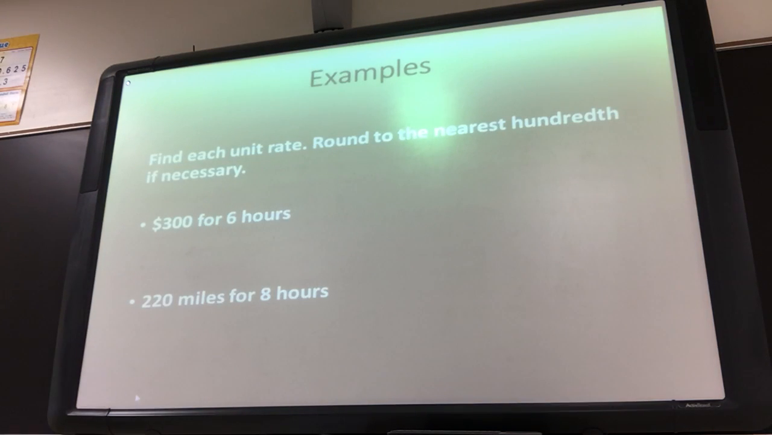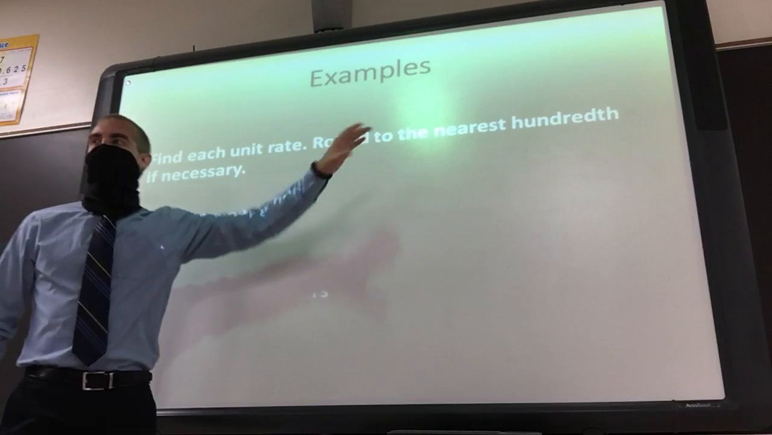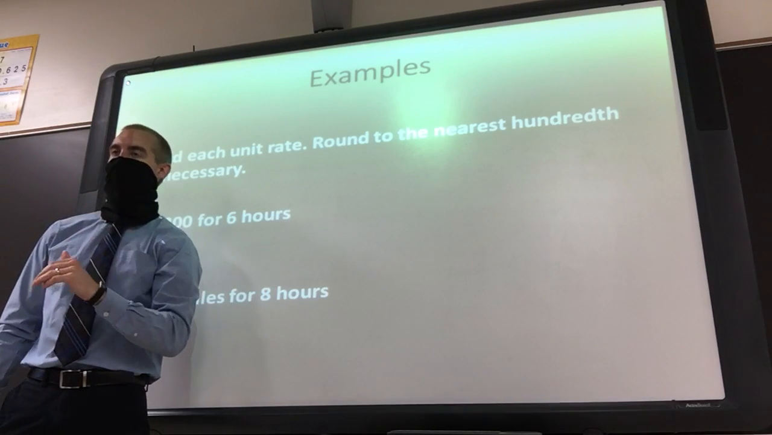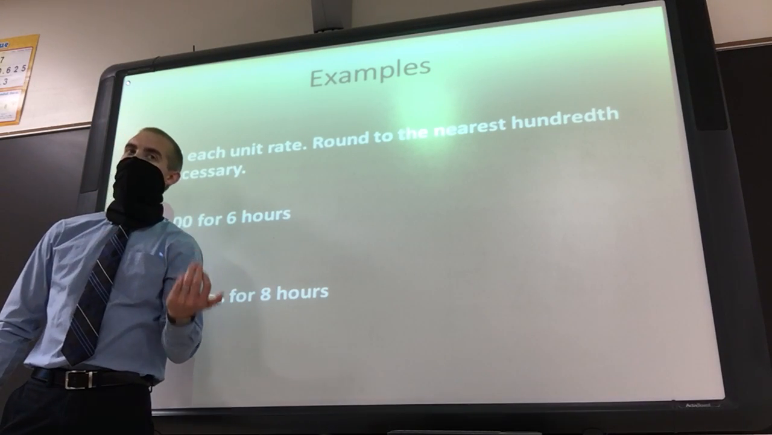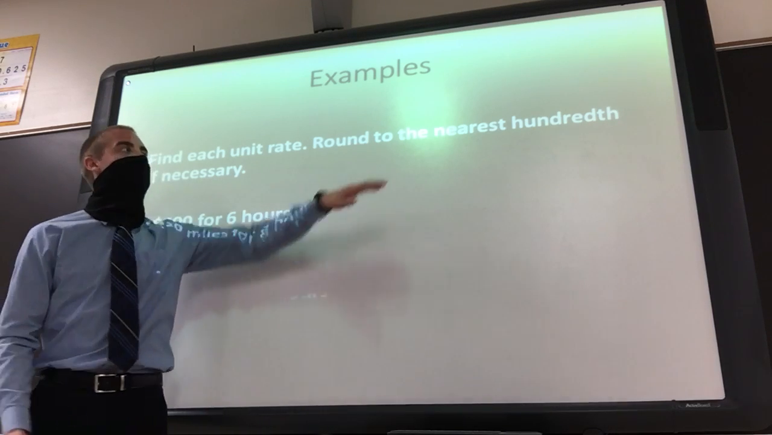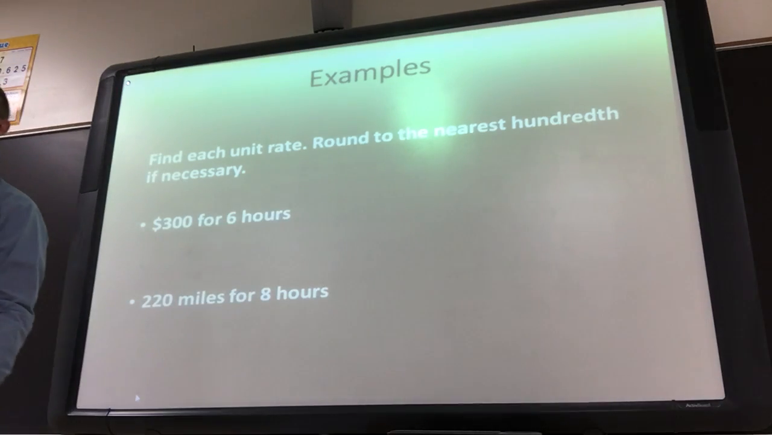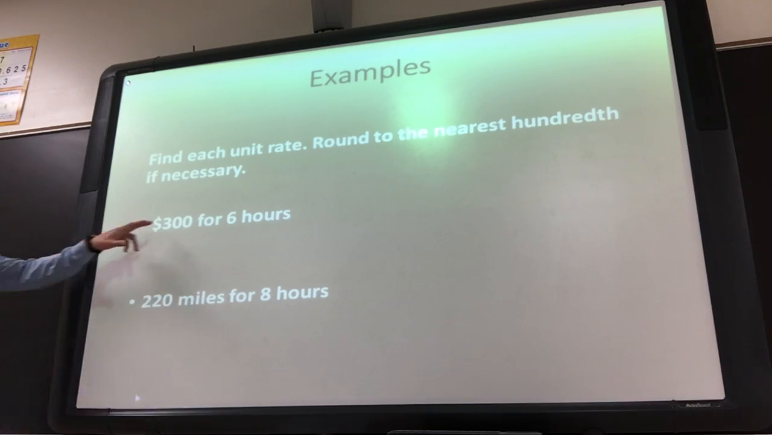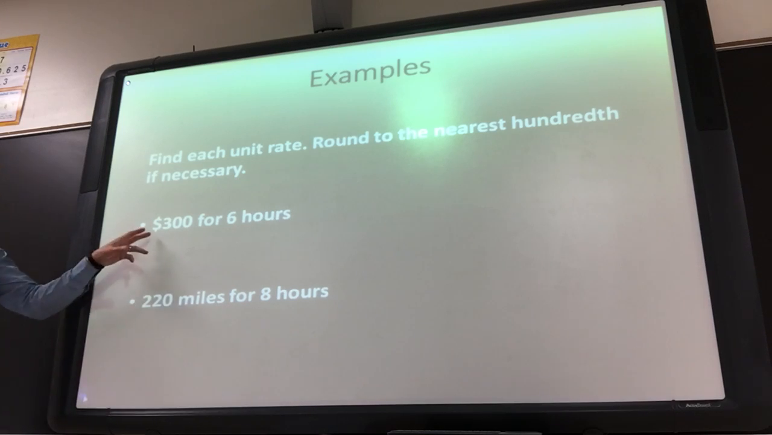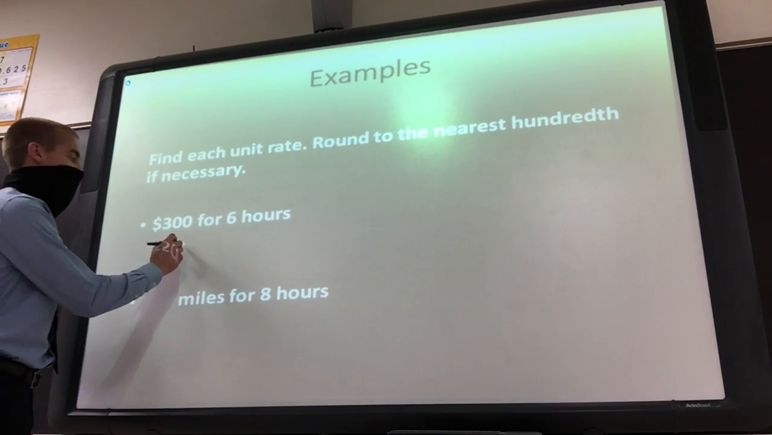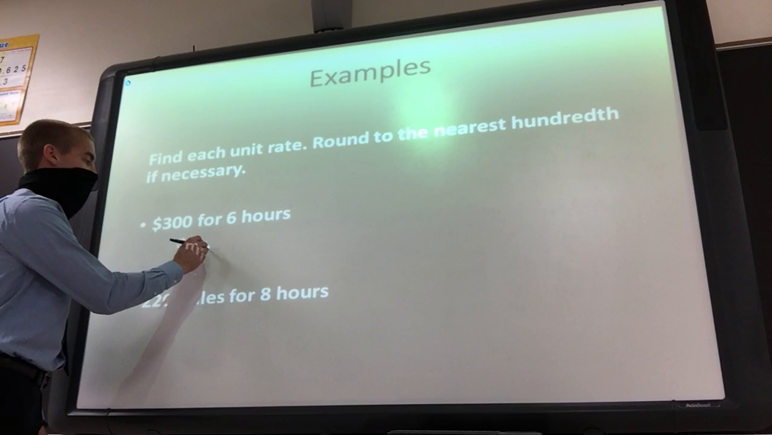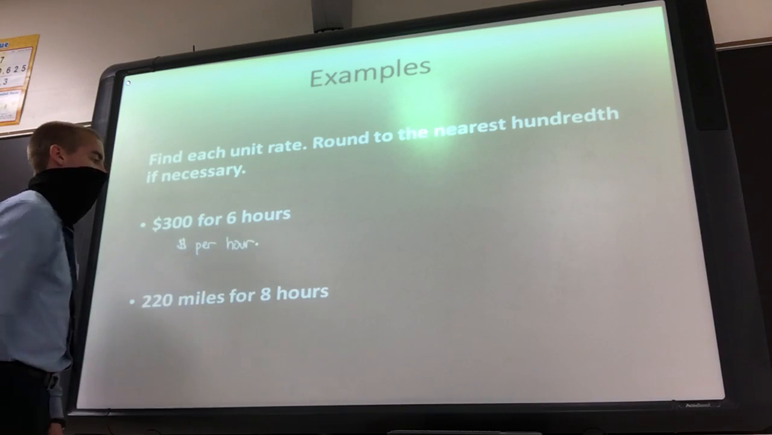All right, so let's look at some examples in finding these unit rates. With unit rates, we're going to get as exact of an answer as we can. And so if we've got to make that answer a decimal, then we'll make it a decimal, and we'll round to the nearest hundredth if we need to. So the first one, let's say we get $300 for 6 hours of working. So this is going to be a different type of unit rate. It's going to be dollars per hour.